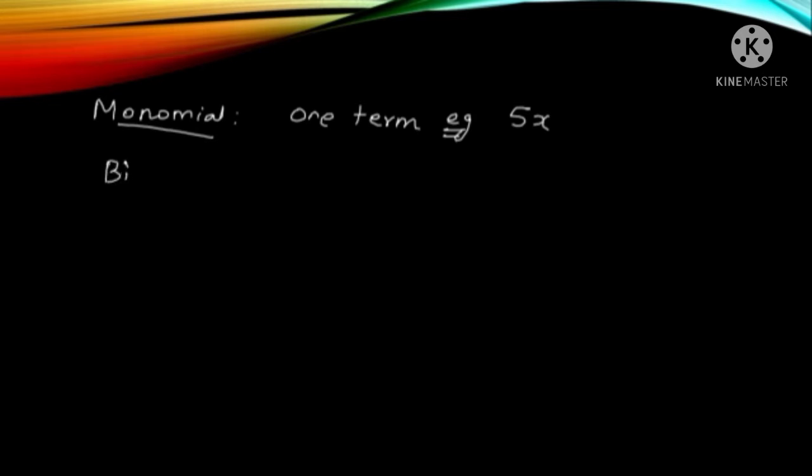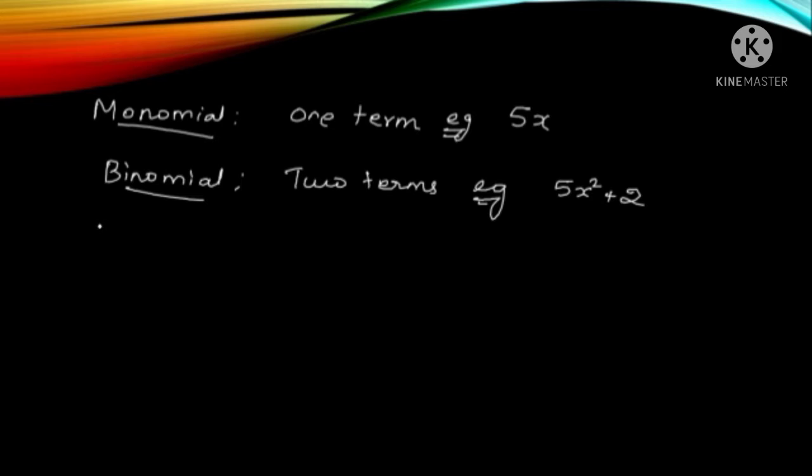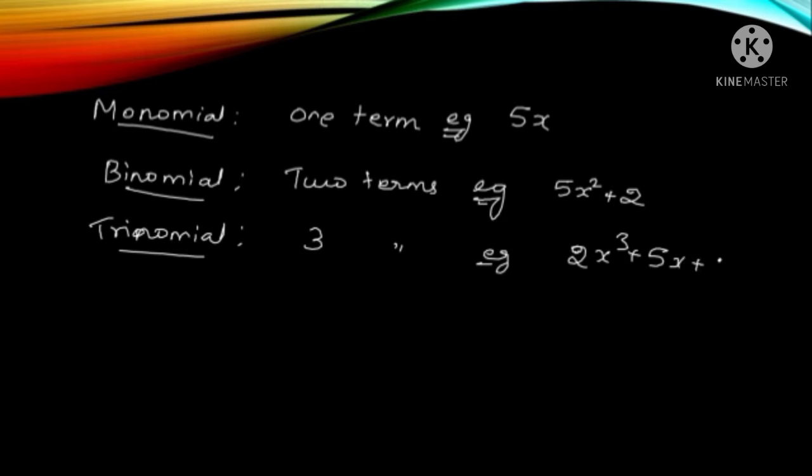Next we discuss binomial. A binomial consists of two terms. For example, 5x^2 plus 2. Next, trinomial. A trinomial consists of three terms. For example, you can have 2x^3 plus 5x plus 1.